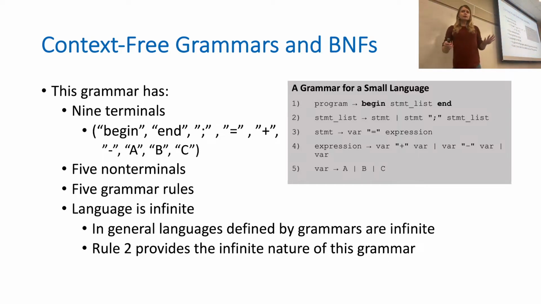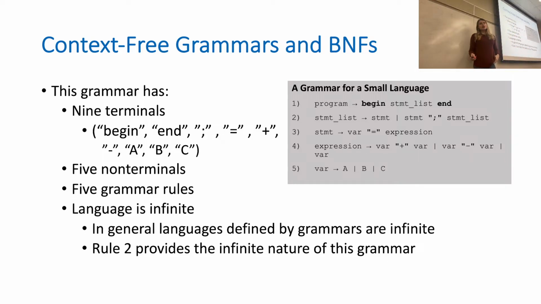So this grammar overall that we were just working with has 9 terminals: begin, end, the semicolon, the equal sign, the plus sign, the minus sign, then A, B, and C as capitals. We only define 9 terminals. There are 5 non-terminals and 5 grammar rules.